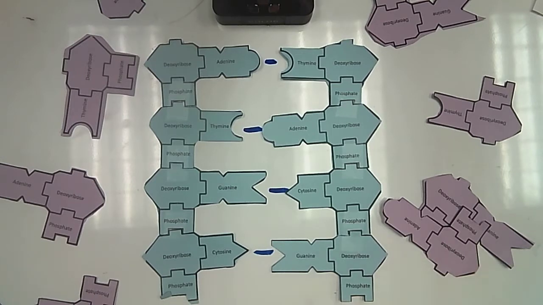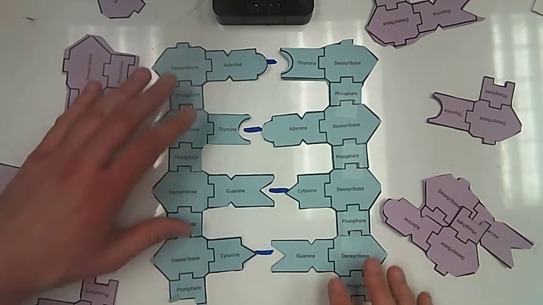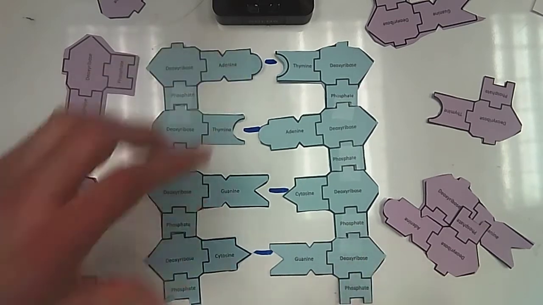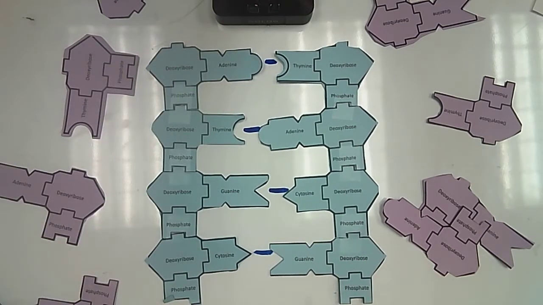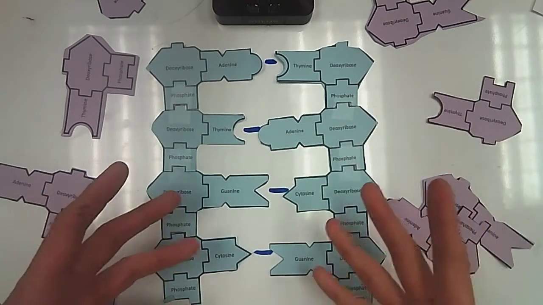Alright, so first of all, DNA replication is going to happen because cells need to duplicate their DNA to do mitosis for those cells to divide. And this is all going to take place in the nucleus of a cell.